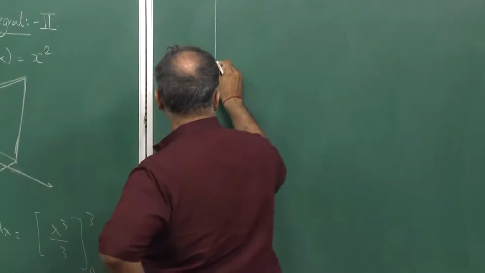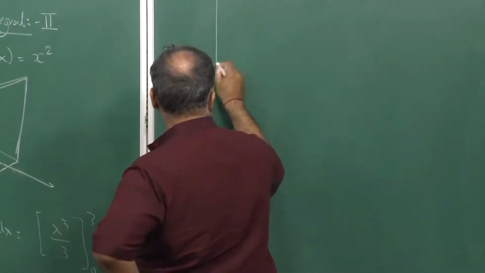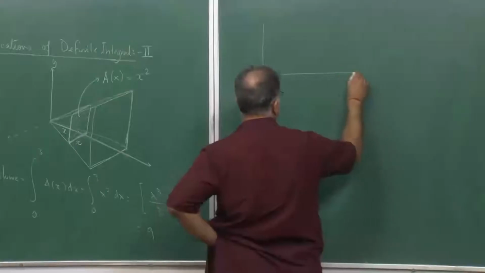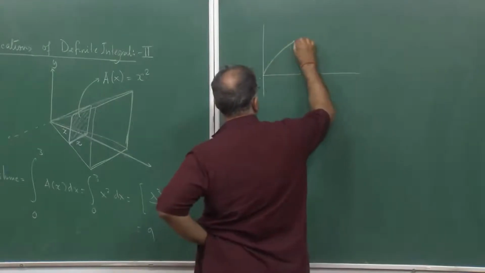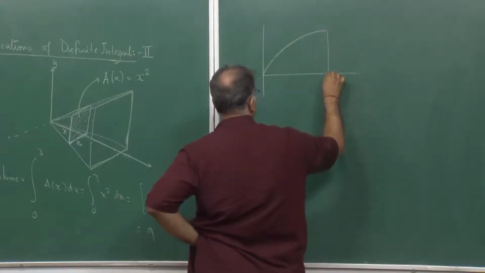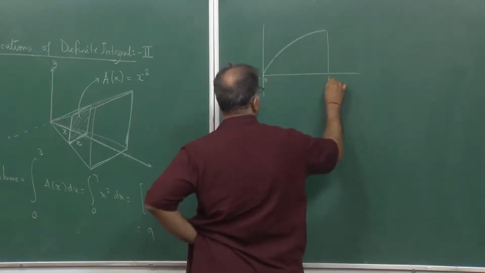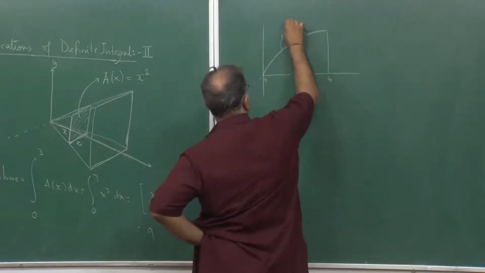Take this function root over x from 0 to 4, that is what we had studied. So, here f x is equal to root over x.